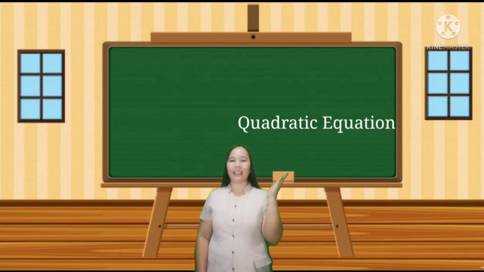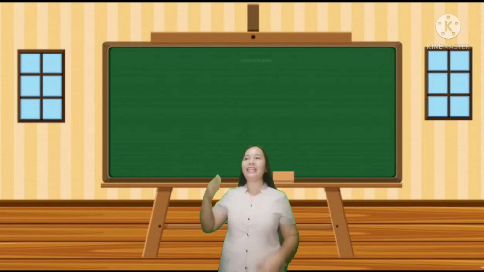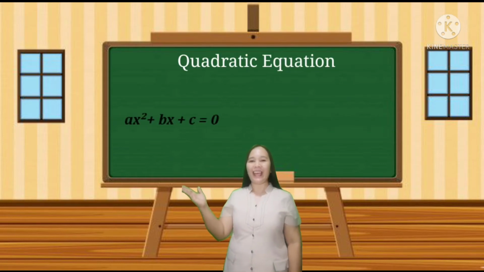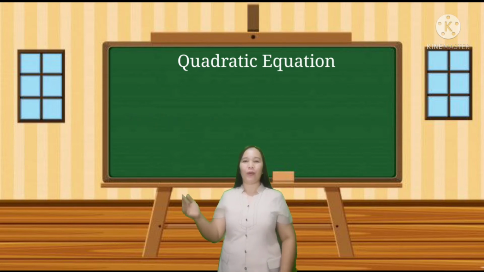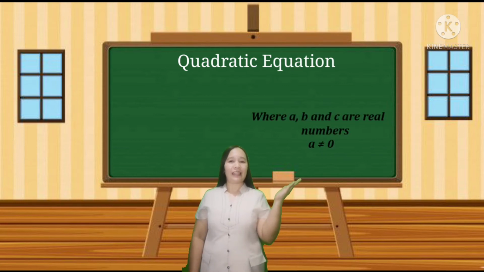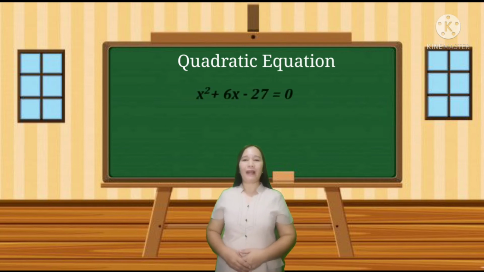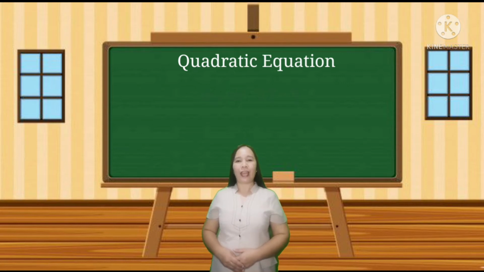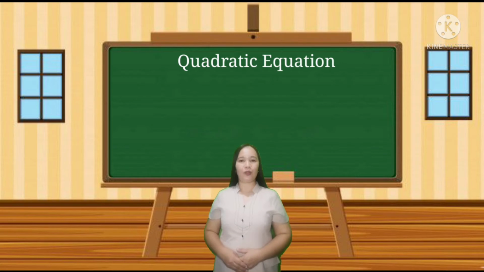A quadratic equation in one variable is a mathematical sentence of degree 2 that can be written in standard form ax squared plus bx plus c equals 0, wherein a, b, and c are real numbers and a is not equal to 0. Example, we have x squared plus 6x minus 27 equals 0, where a is 1, b is 6, c is negative 27.